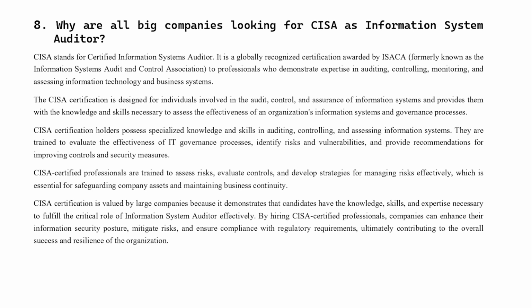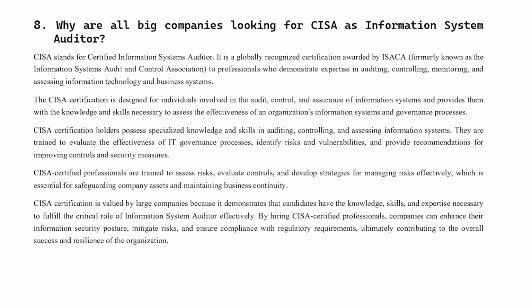CISA certification holders possess specialized knowledge and skills in auditing, controlling, and assessing information systems. They are trained to evaluate the effectiveness of IT governance processes, identify risks and vulnerabilities, and provide recommendations for improving controls and security measures. CISA-certified professionals are trained to assess risks, evaluate controls, and develop strategies for managing risks effectively, which is essential for safeguarding company assets and maintaining business continuity.